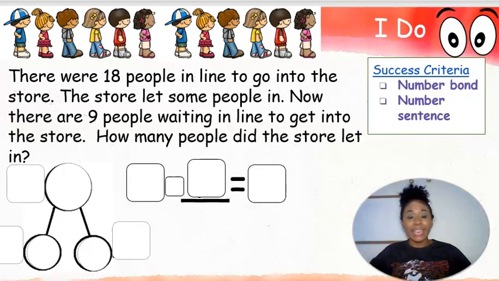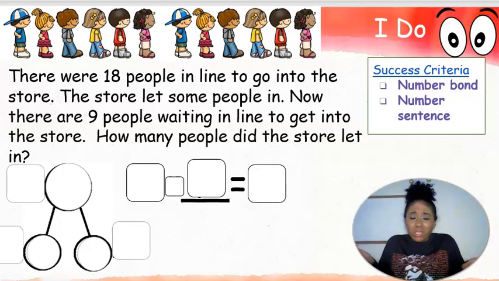There were 18 people in line to go into the store. The store let some people in. Now there are 9 people waiting in line to get into the store. How many people did the store let in? We have to figure out how many people the store let in.